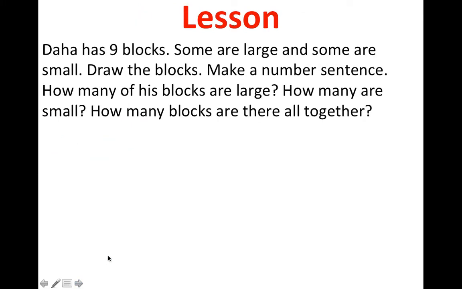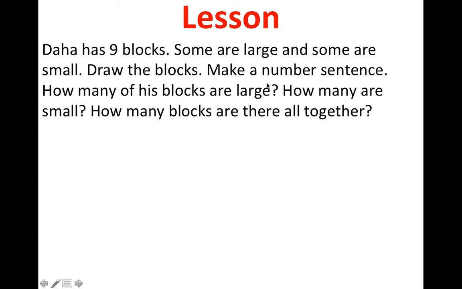At this time, we will do 2 story problems together. One of them I will do and you will watch, and the next one we will do together. So please put your materials aside. It says Daha has 9 blocks. Some are large and some are small. Draw the blocks. Make a number sentence. And the questions are, how many of his blocks are large? How many are small? How many blocks are there together?